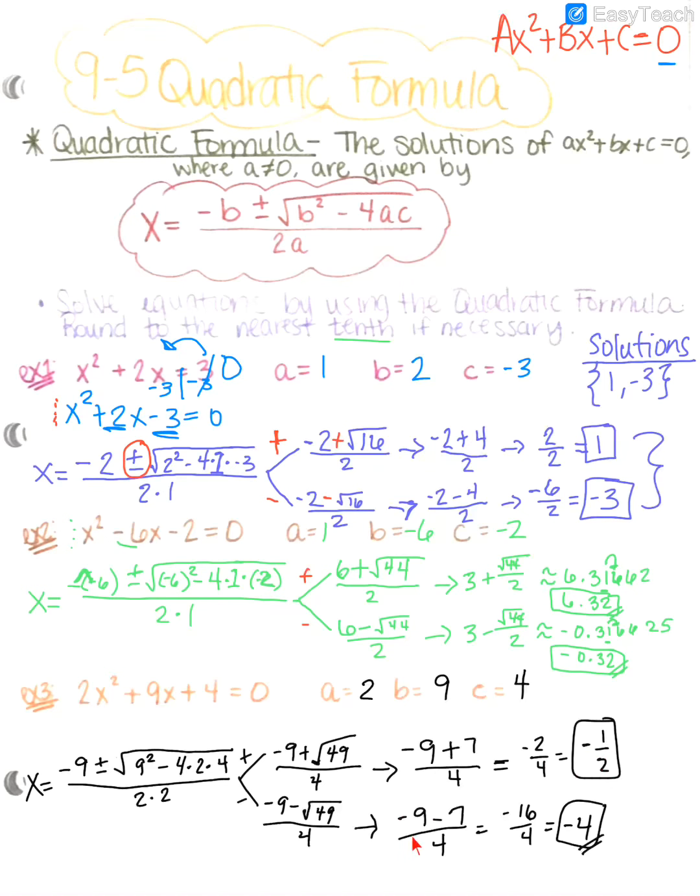So that will be one of my solutions. And then for the other solution, once I simplify this, I get negative 16 over 4. And then when I simplify that, it gives me negative 4. So these are my two solutions for example 3.